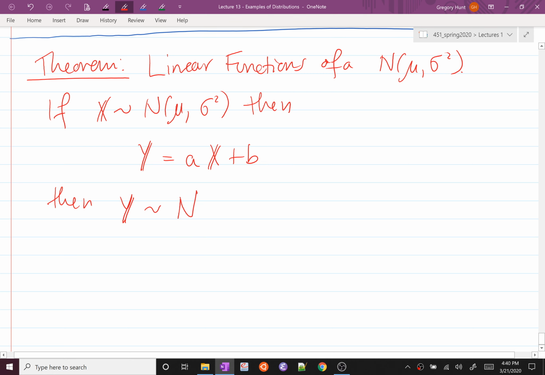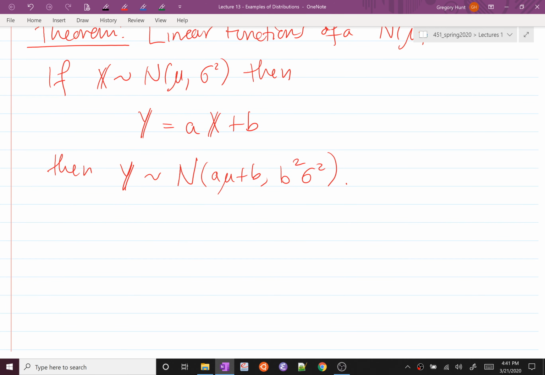That's not generally true. If I take a linear function of a random variable, it may not be in that same family. A linear function of a Bernoulli is not a Bernoulli. But for normals, a linear function of a normal is always normal. Its mean is a mu plus b, and its variance is b squared sigma squared. So it's normal, and we can quite straightforwardly calculate what the mean and variance parameters are.